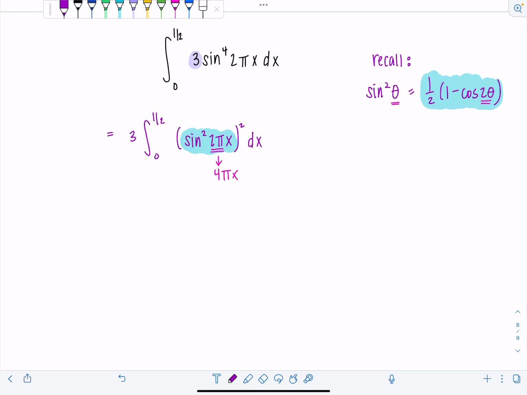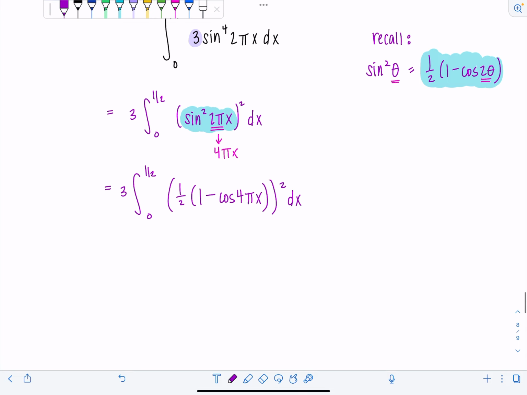Let's see how this is going to go. We've got 3 times the integral from 0 to 1/2. I'm replacing everything inside the parentheses now with 1/2 times 1 minus cosine of 4 pi x, and then all of this gets squared, dx.